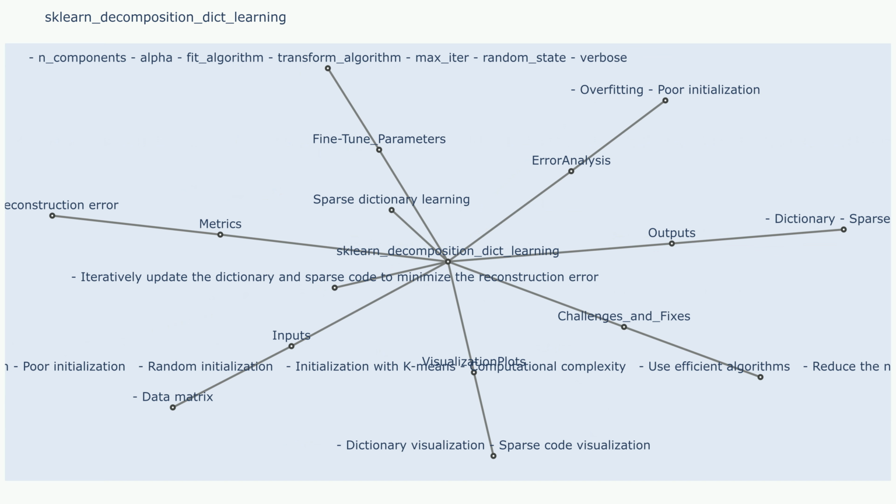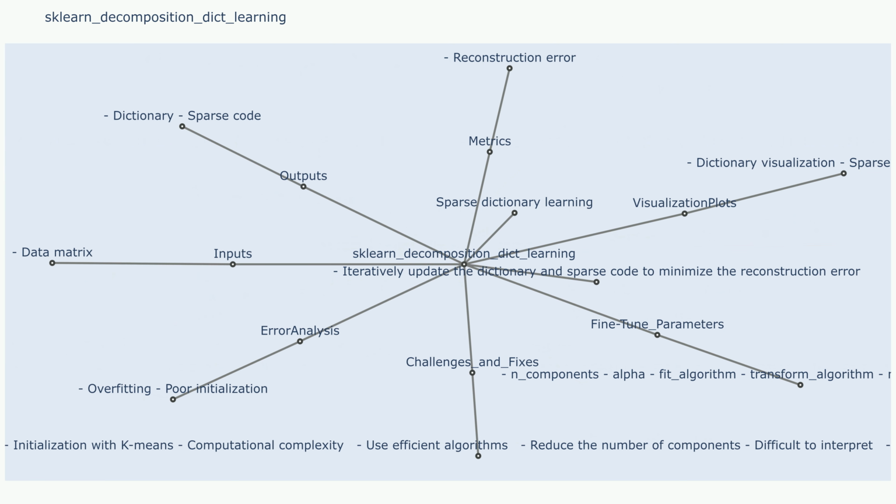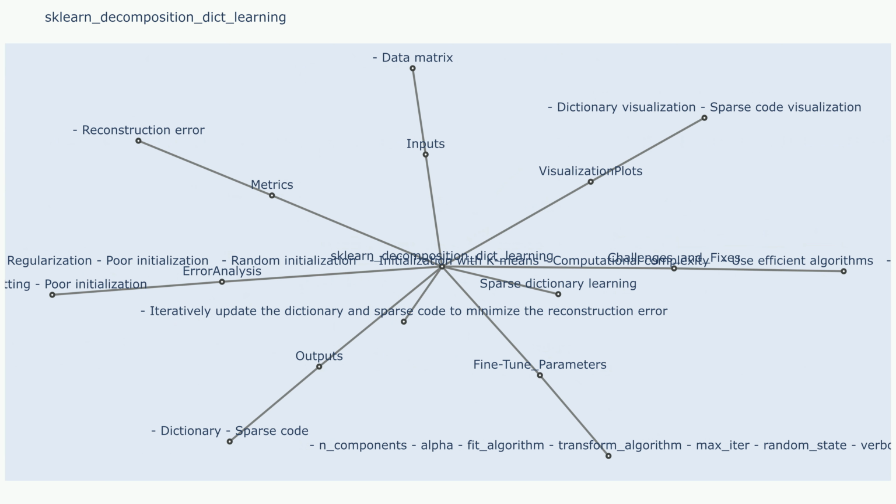Inputs. X: this is the input data, represented as a 2D array where each row is a data point and each column represents a feature. n_components: this parameter determines the number of atoms (dictionary elements) to learn. It controls the dimensionality of the learned representation.